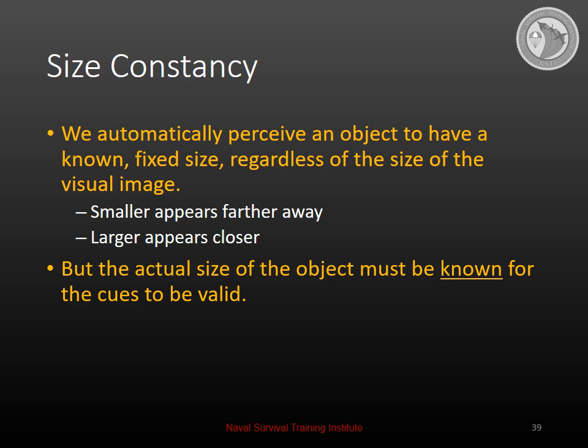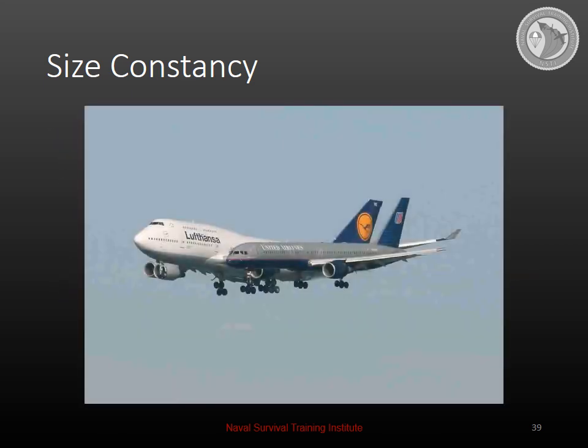Take a look at this picture of two airliners. Now, on first look, that's pretty strange. Those aircraft look dangerously close together. Well, it turns out they're actually about a mile apart. Those are two airliners landing on parallel runways at a major airport. It's just that white Lufthansa jet is massive in comparison to that United Airlines jet.